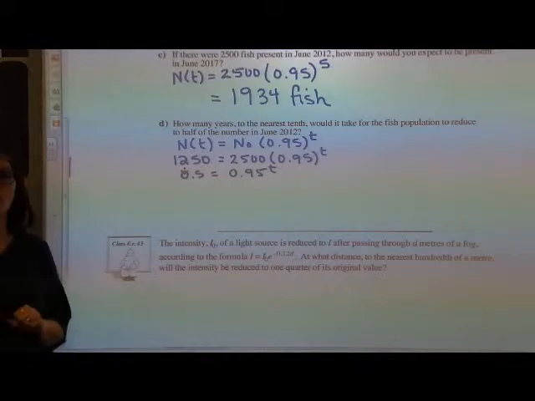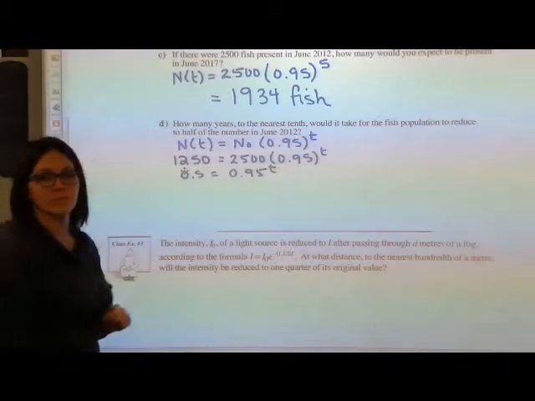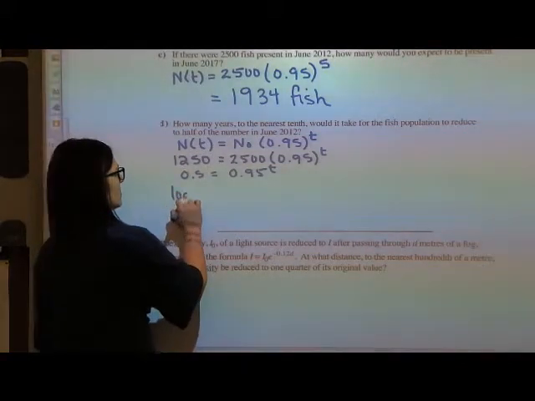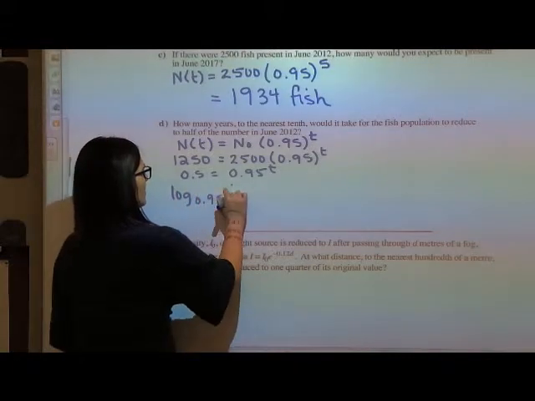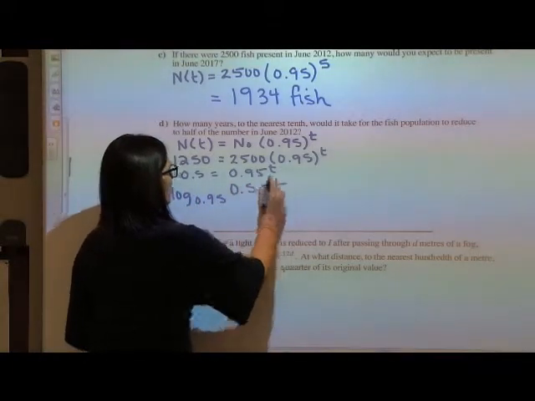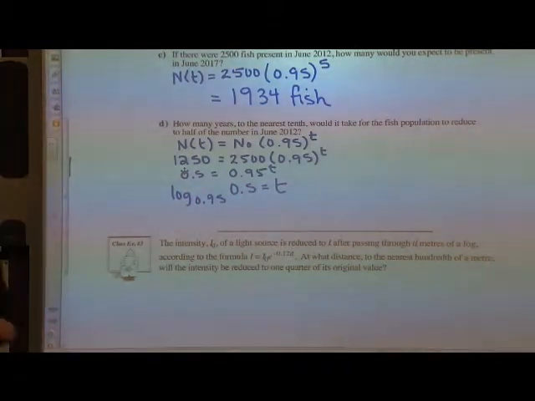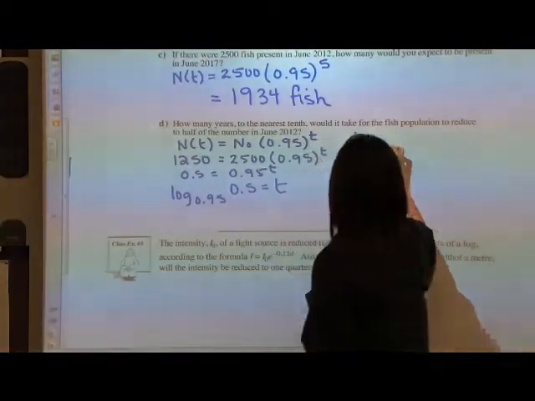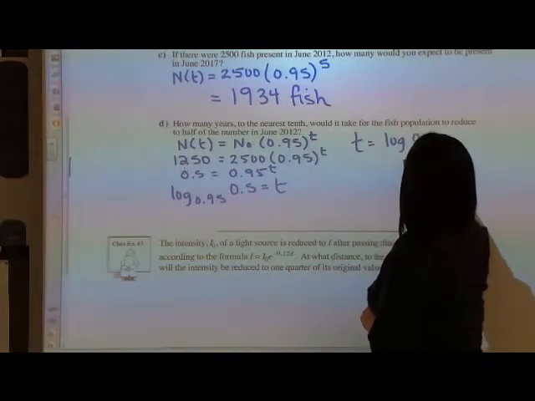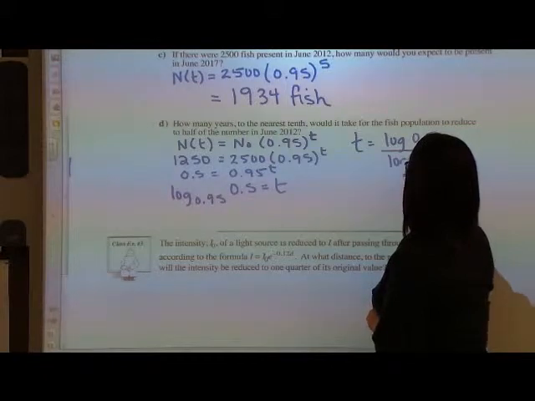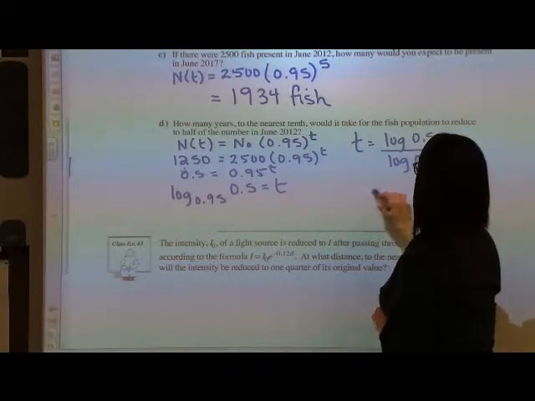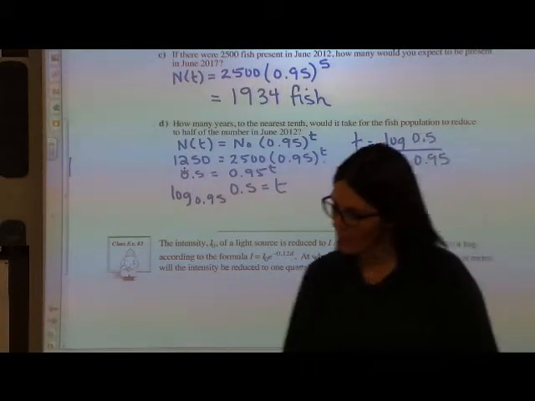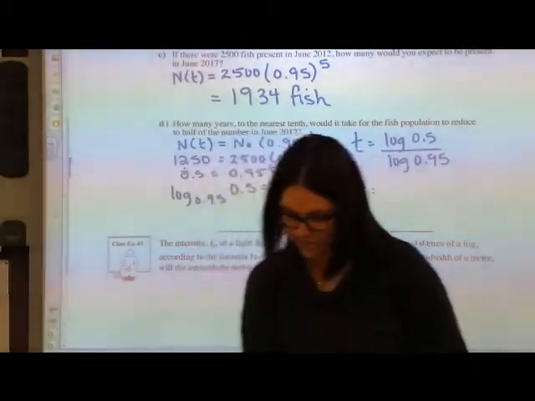So when you turned it into a log, what did you do, Rachel? I did log base 0.95 of 0.5 equals t. And then I divided log 0.5 divided by log 0.95. And how many years do you get? 13.5.